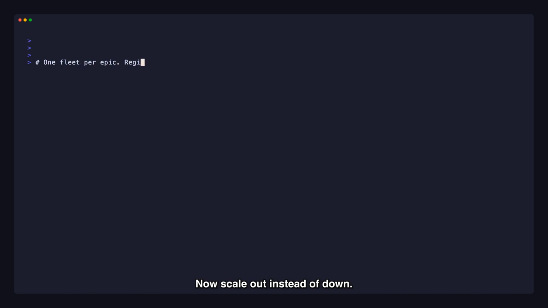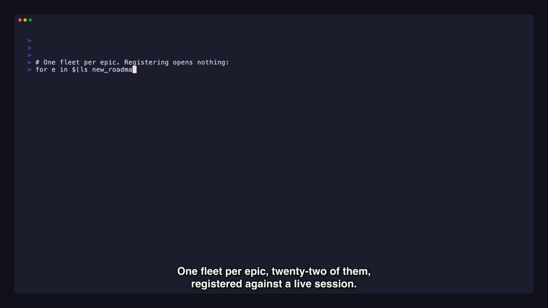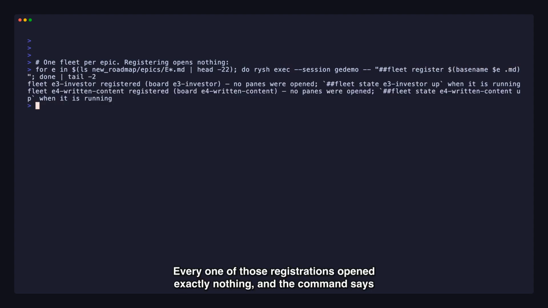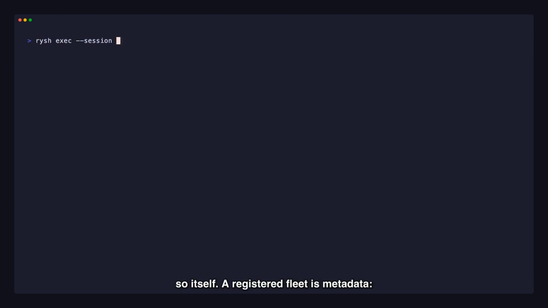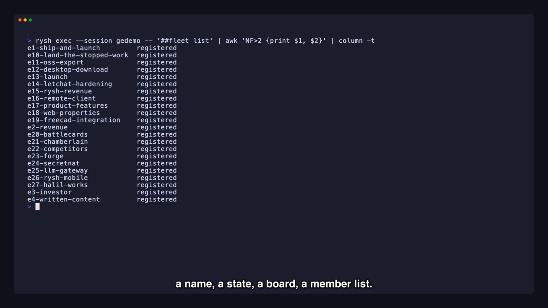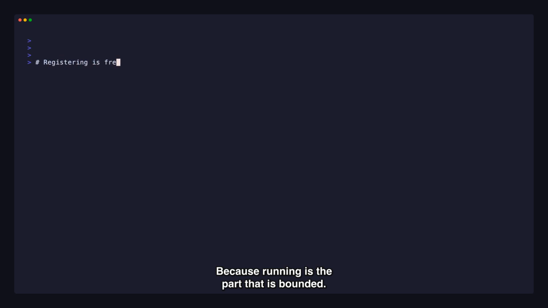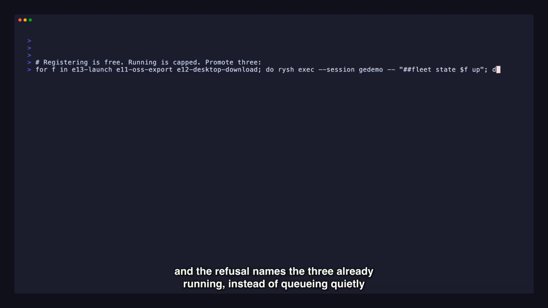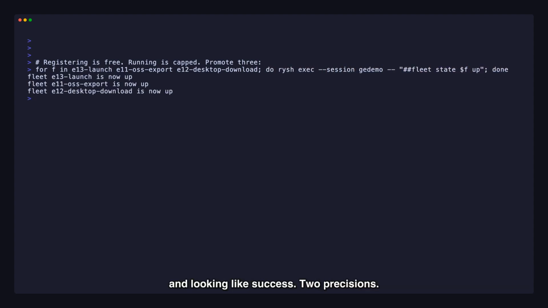Now scale out instead of down. 1 fleet per epic, 22 of them, registered against a live session. Every one of those registrations opened exactly nothing, and the command says so itself. A registered fleet is metadata: a name, a state, a board, a member list. Because running is the part that is bounded. The registry caps concurrent fleets at 3. Promote 3 and they go up. Ask for a 4th and it is refused. And the refusal names the 3 already running, instead of queuing quietly and looking like success.